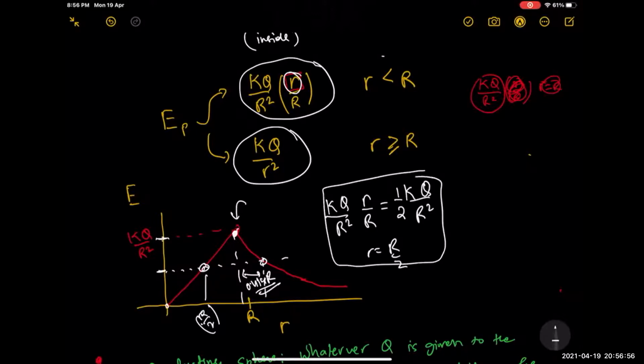For the outside point, what is the electric field? It is kQ by small r square, right? This is equal to half of kQ by capital R square. Now solve this, you will get r is equal to root 2 R. Oh, okay. Yeah. Okay. 1 second.